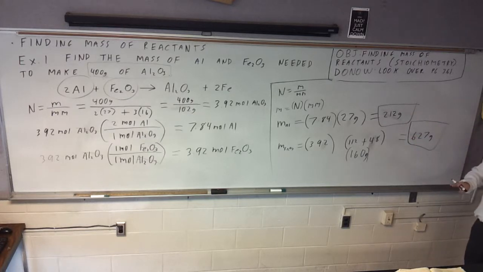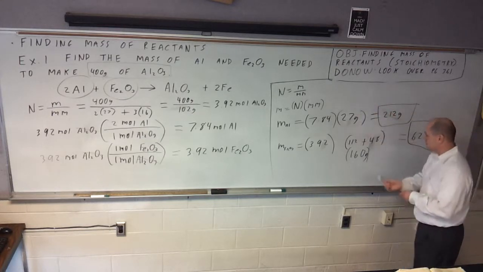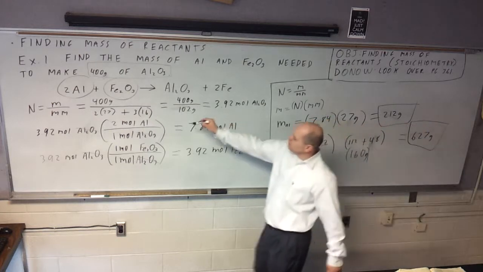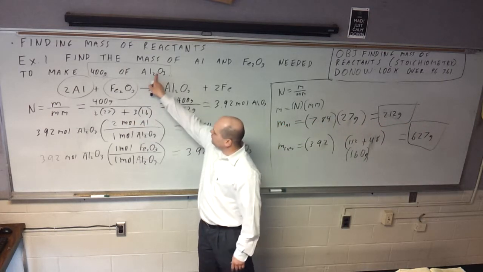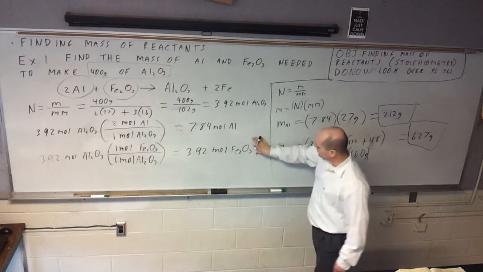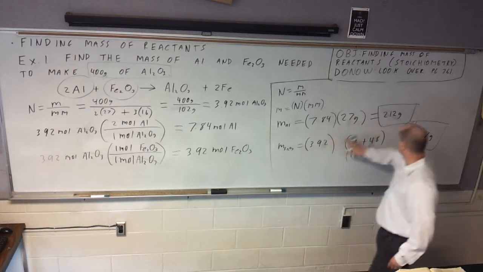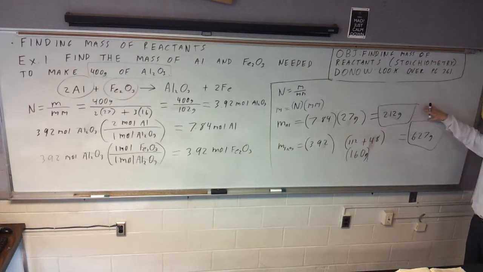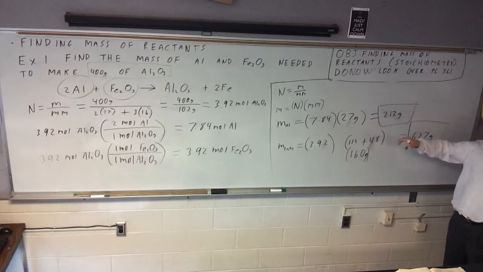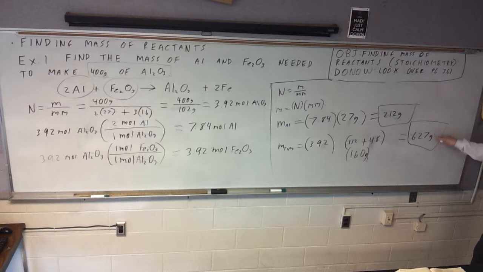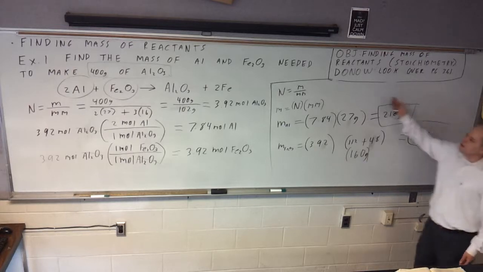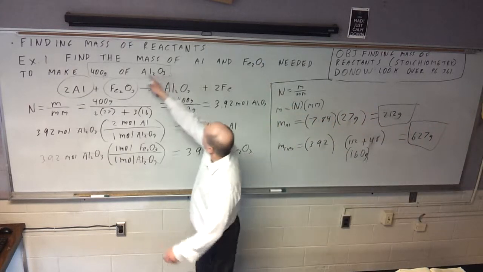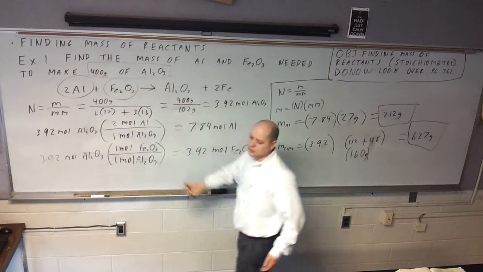Okay, so what we did, let's just go over the whole thing for a quick second. We found number of moles of this stuff. Using that, we found number of moles of our 2 reactants. And using those, we found mass of the 2 reactants. So 3 steps are basically 3 long steps. So this is what it is. 212 grams of aluminum plus 627 grams of iron oxide would make 400 grams of aluminum oxide. So that's it.